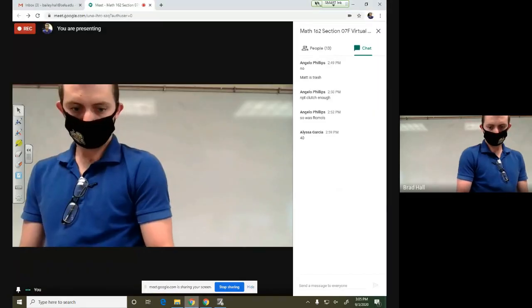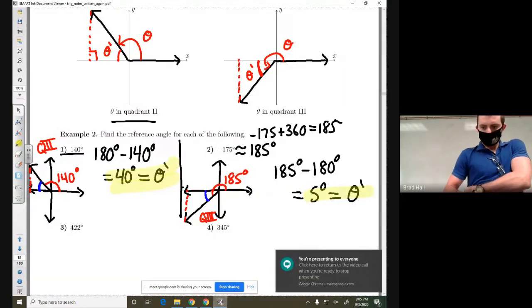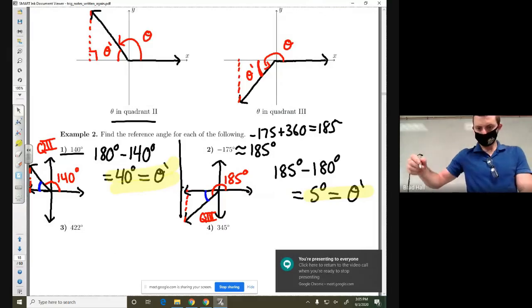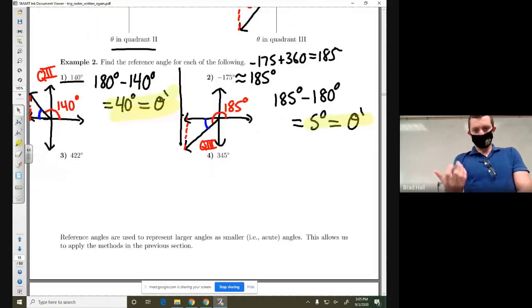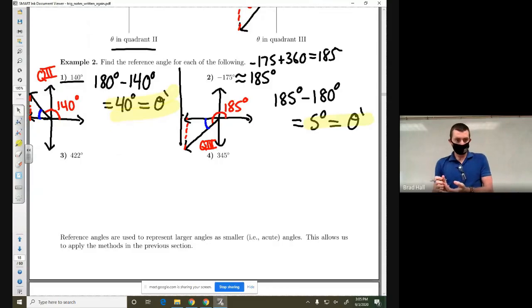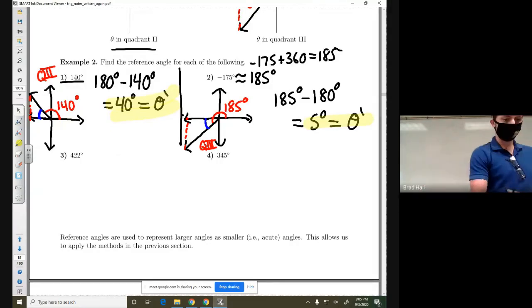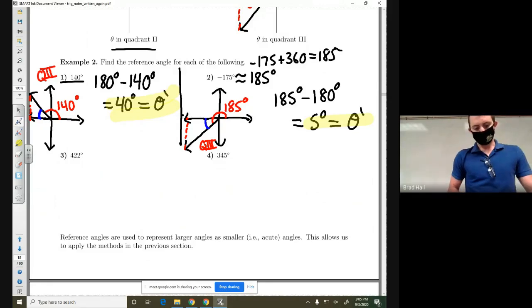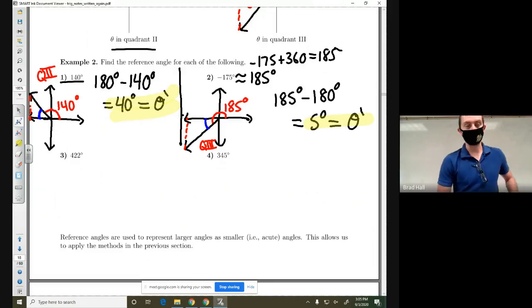Okay, cool. So then we have some more to look at. For problem 3, now we're going to find the reference angle of 422. I'm not going to use 422 degrees. It's a little bit too large. We want to find its least positive coterminal angle. We can get this number even smaller.